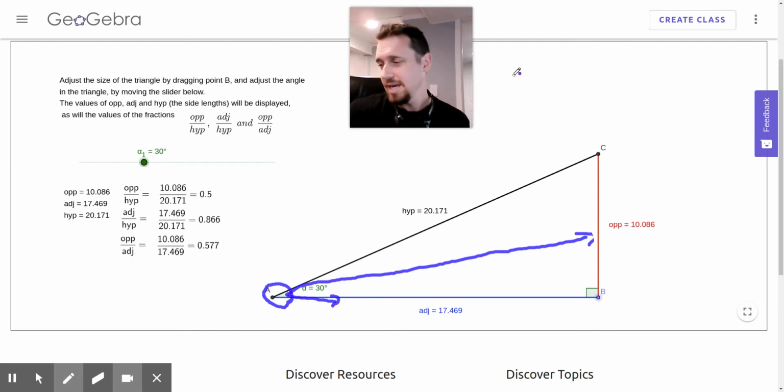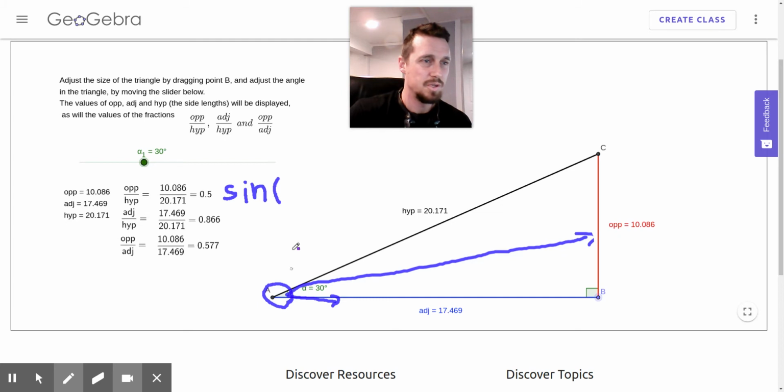Well, your calculator has wonderful functions built in. They have a function called sine, which looks like this. And sine will tell you, if you give it an angle, any angle, so here we'll say angle A, right? This ratio, opposite over hypotenuse, is equal to sine of that angle.